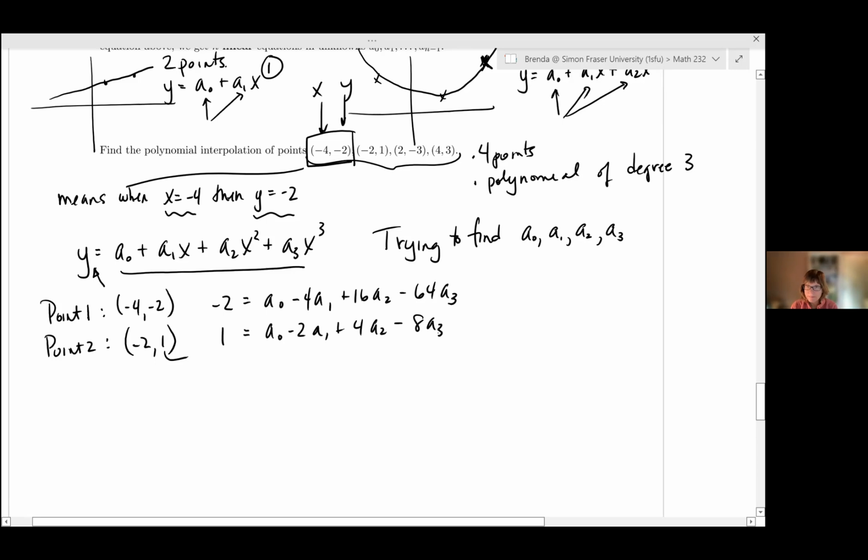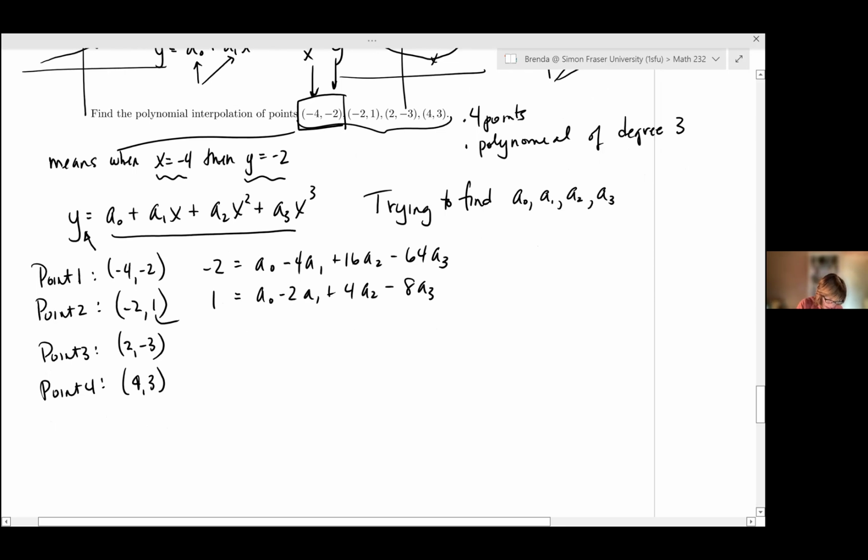Okay, good time for you to stop the video, generate the equations for the next 2 points. Point 3, which is this guy here, and point 4, which is this guy here. Okay, so you just saw 2 examples of how to do that. Just stop the video, generate equation 3 and equation 4. This will be a good check that you understand what to do. And this is what I got doing that.